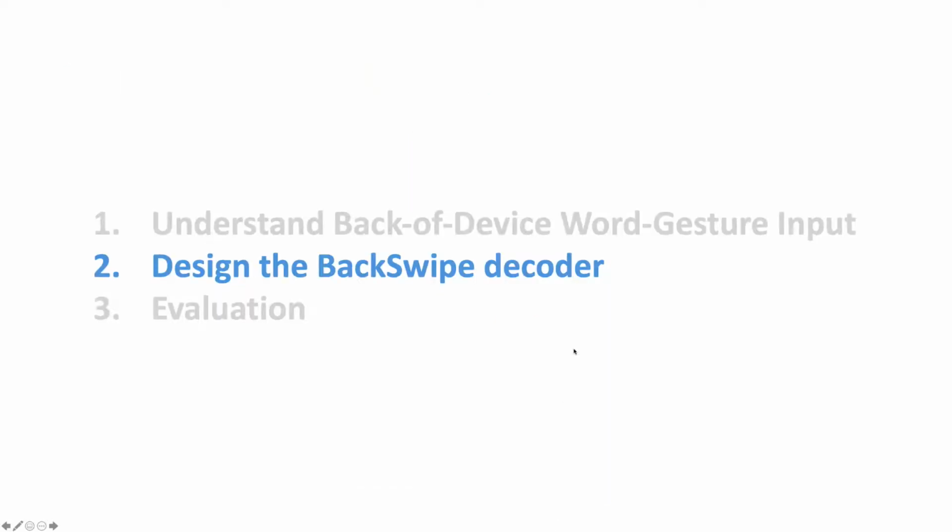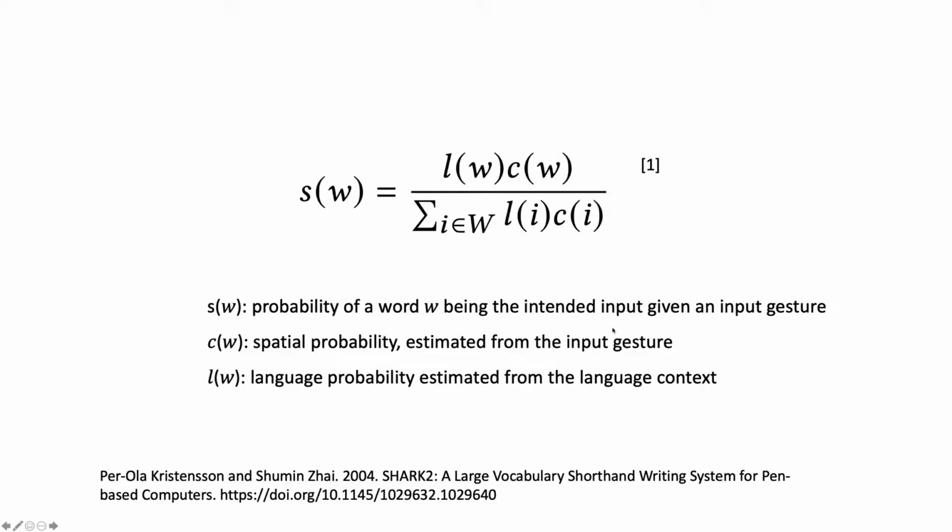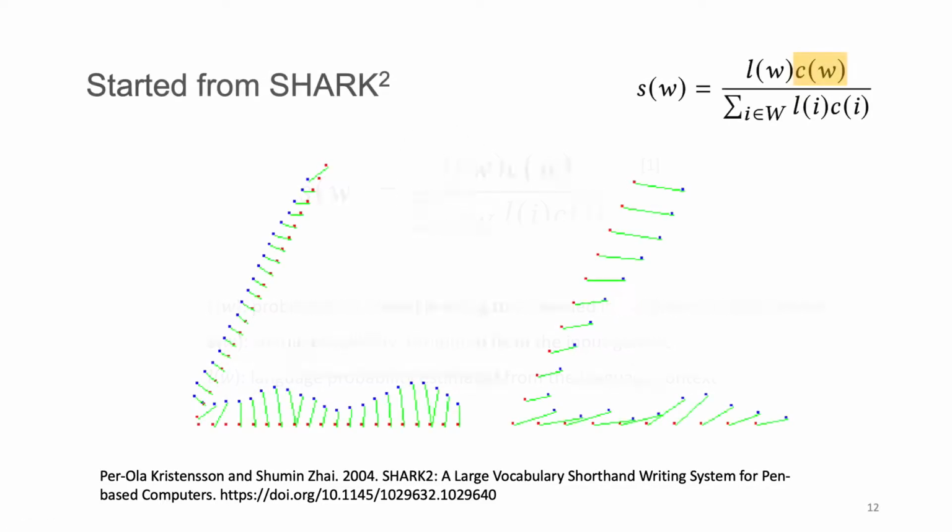Based on the findings, we designed a decoder for the back screen word gesture. In gesture typing, the decoder needs to calculate the probability of the word W given an input gesture. It is the SW in the formula. To get SW, the basic principle is to combine the spatial probability CW and the language probability LW. To get CW, we apply the basic algorithm in SIGCHI. It was first proposed by Ramakrishnan and Zhai in 2004. Simply speaking, this method compares the location and the shape of the gesture with those of the words in the vocabulary.